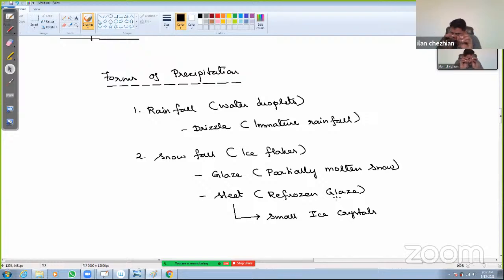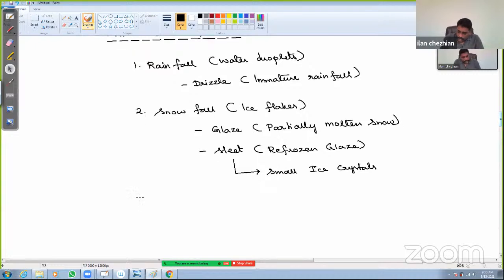Sleet will be small in size, means small ice crystals, while hail will be large ice crystals. And one more difference, my friend: sleet is generally common in colder areas, while hail is common in warmer areas. Am I right? If you want to write that point, you can write it. I'll also show you. Then the third, what do you have?